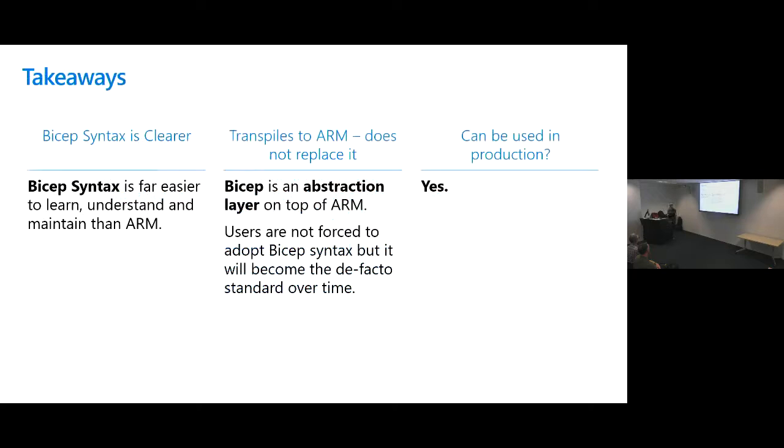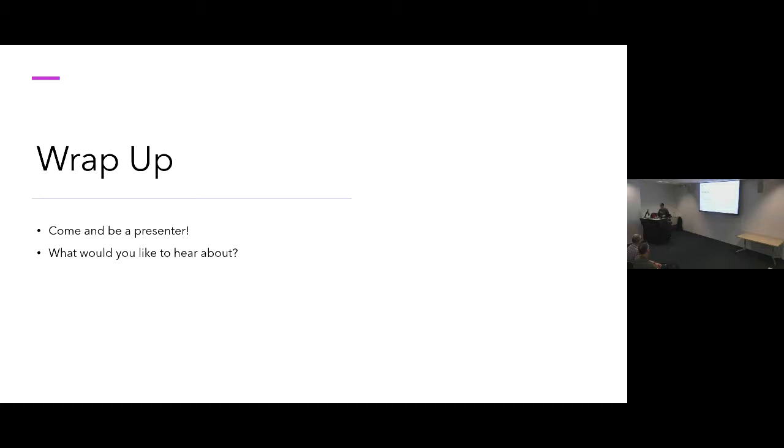And finally, takeaways. Bicep syntax is easier. It's just better. I think we can probably all agree. Again, it's an abstraction, a layer on top of ARM. Interestingly enough, we've seen some other languages recently being built on top of Azure Resource Manager templates. So Bicep is not actually going to be the only way. It's certainly the earliest, but there will probably be other languages and syntaxes that maybe work for your particular requirements. And can it be used in production? Again, yes. So that's it. Rory, over to you.